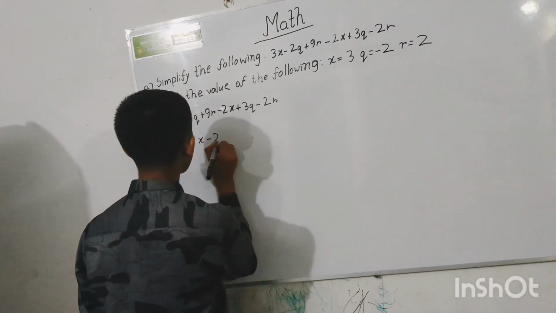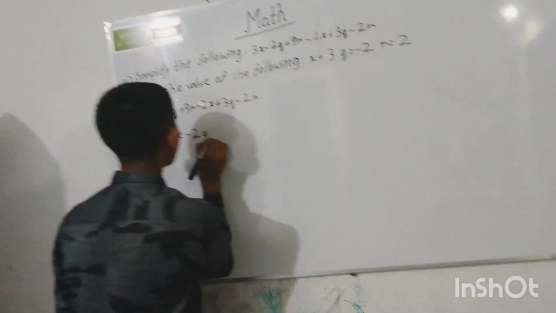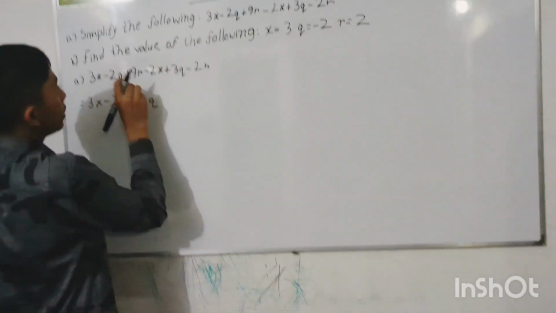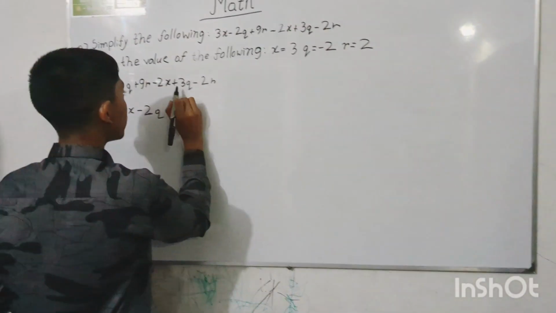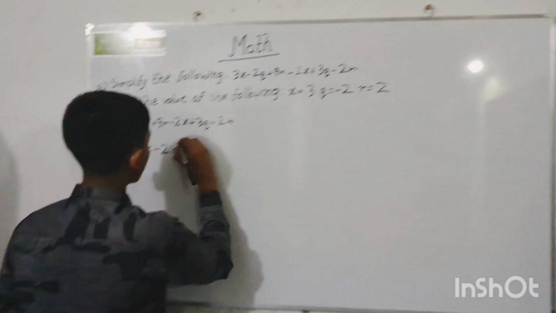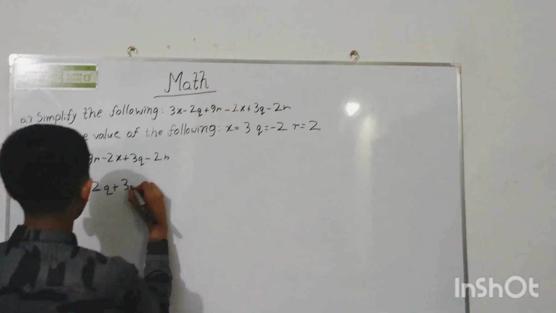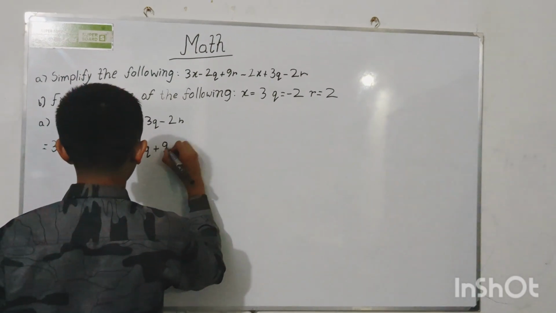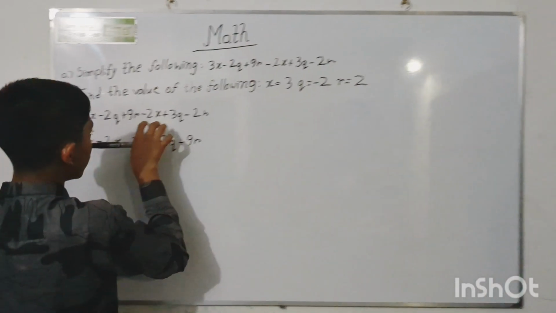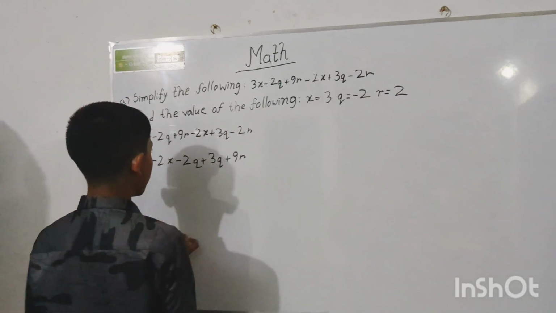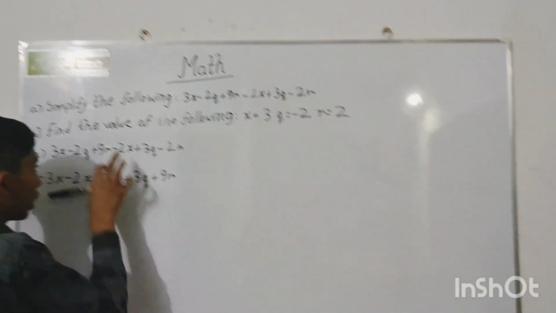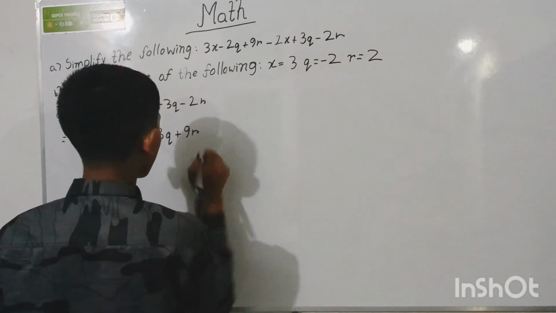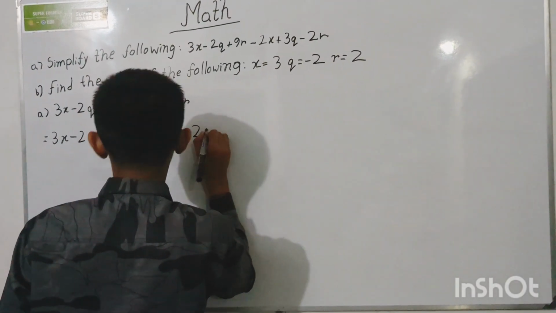Now minus 2q. Here is 9r, so we can't add this because here is q and here is r. But here is 3q, so we'll take it here, plus 3q. Then plus 9r. We have to look at the variable. So here is 2r, so we can take it, minus 2r.